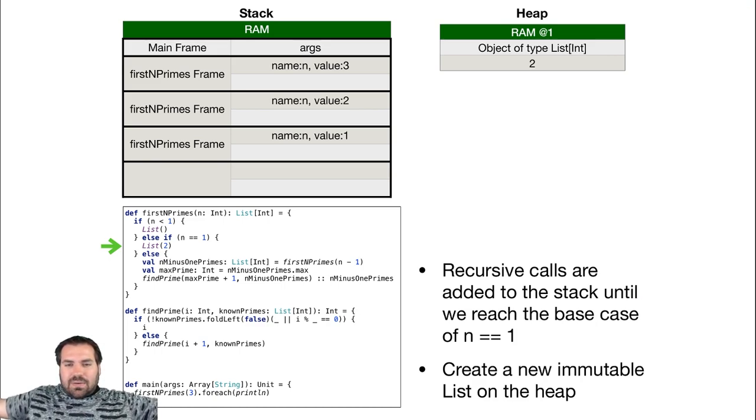So let's go through this, and I want to start, again, skipping the stuff that we've already seen. We've already seen recursion on the stack. So find first n primes of 3 is going to end up calling first n primes of 2, which is going to end up calling first n primes of 1. And then once n is 1 and we have these frames on the stack, we're going to create a list containing just the value 2, since we've hit our base case of 1, and create that on the heap. We create a list of ints with the value 2 only, put it on the heap, and return a reference to that list.